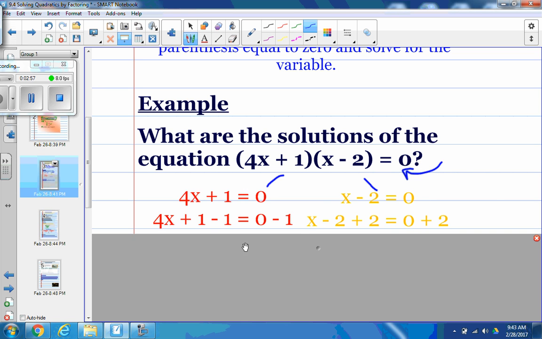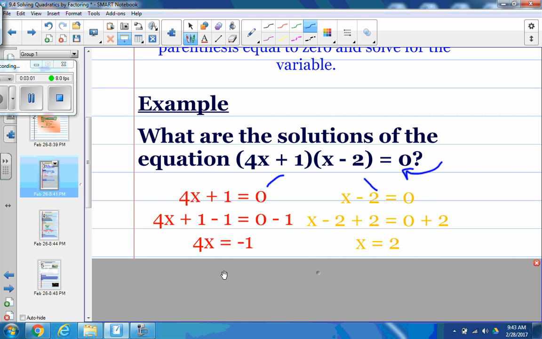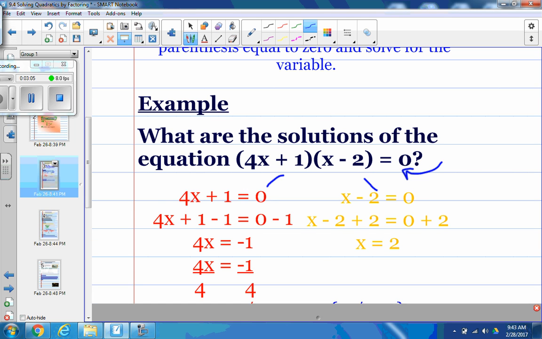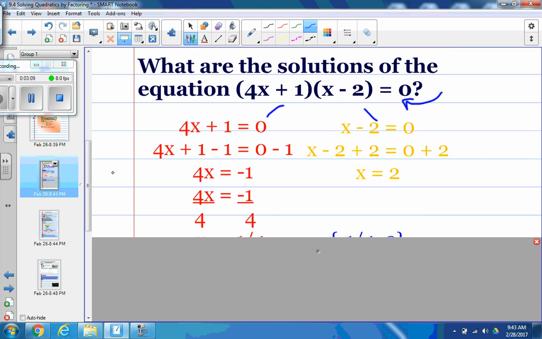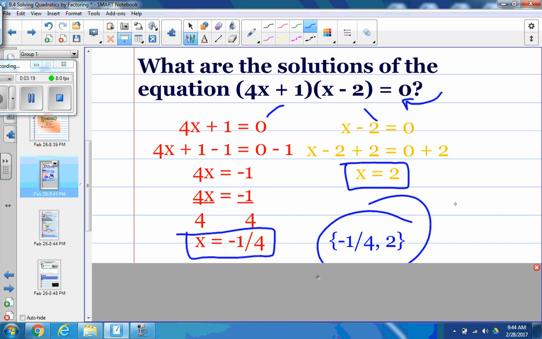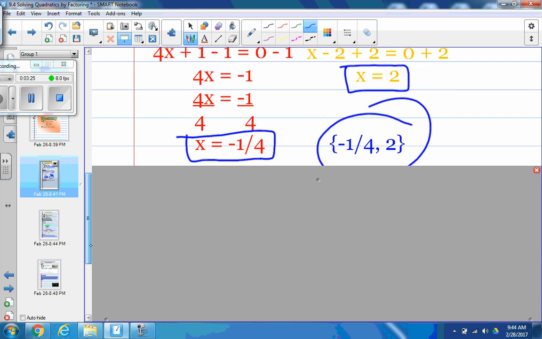We're subtracting 1 from both sides in the first one, and then we're left with 4x equals negative 1. We divide both sides by 4 to get x equals negative 1/4. For the second one, it's just adding 2 to both sides, and you get x equals 2. So then our solutions, x equals negative 1/4 and x equals 2, would be our two solutions. And that's how you use the zero product property.